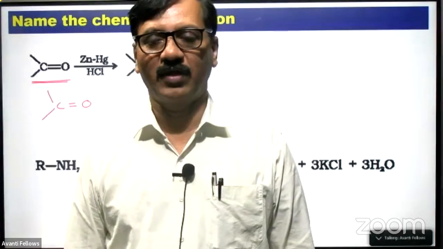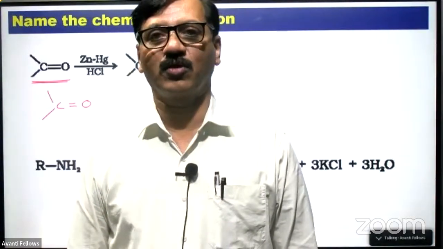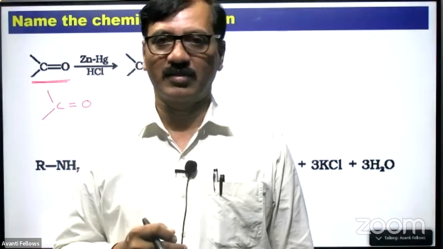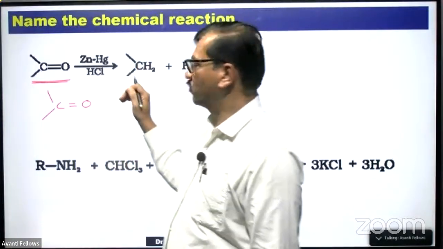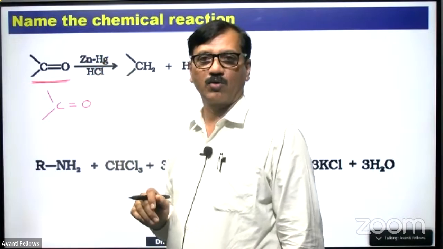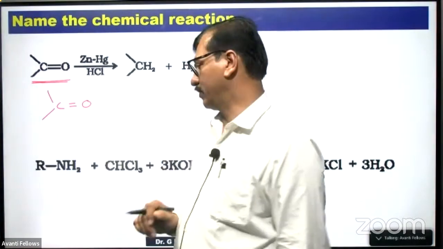In the chapter on aldehydes, ketones, and carboxylic acids, there are Clemmensen's reduction and Wolff-Kishner's reduction, right? And among those, using the reagent Zn-Hg/HCl, if you are reducing, then it is Clemmensen's reduction.